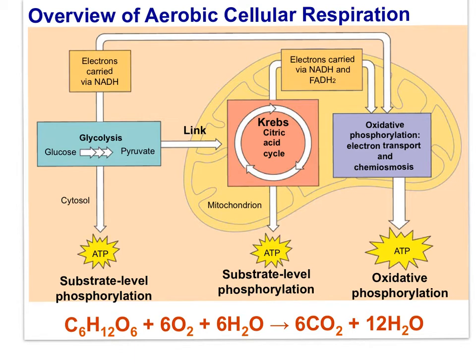Now notice one other aspect of this diagram. Electrons are removed from the organic intermediates of glycolysis and carried to the electron transport system of the mitochondrion by a molecule known as NADH. NADH is an electron carrier, and we'll understand the significance of NADH and a relative of NADH known as FADH2 when we look at cell respiration, Part 4.